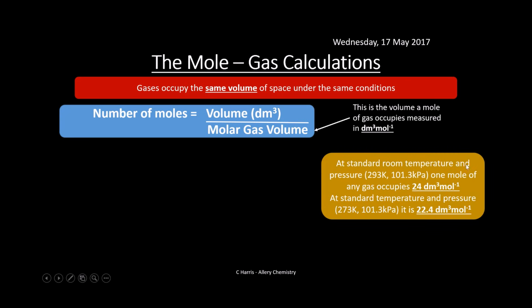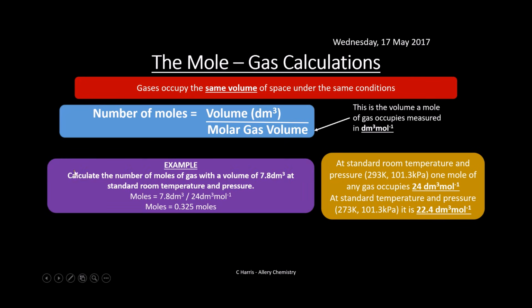Let's say it's standard room temperature and pressure. That's 293 Kelvin and 101.3 kilopascals. One mole of any gas occupies 24 dm³ mol⁻¹. That's your molar gas volume at room temperature. At standard temperature and pressure, which is 273 Kelvin and 101.3 kilopascals, it's actually only 22.4 dm³ mol⁻¹. So make sure you're aware of these numbers, and you know this one's at standard room temperature, and this one's standard temperature. Make sure you don't get the two mixed up.